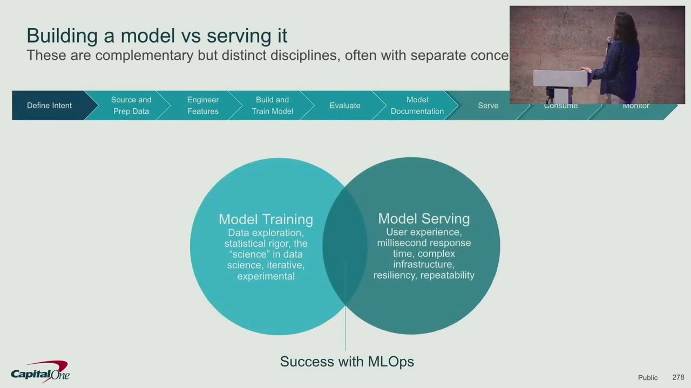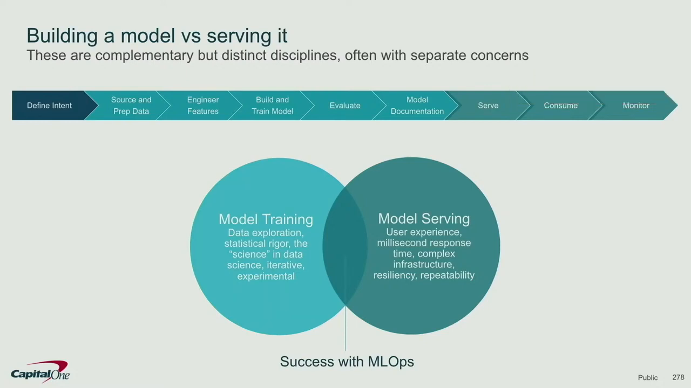Operations and the success in this space, I like to think about it in terms of this Venn diagram. There are disciplines, both in terms of the model training and the model serving capabilities that you need to build. They're complementary to each other, but there's also a fair amount of overlap that you need to navigate.